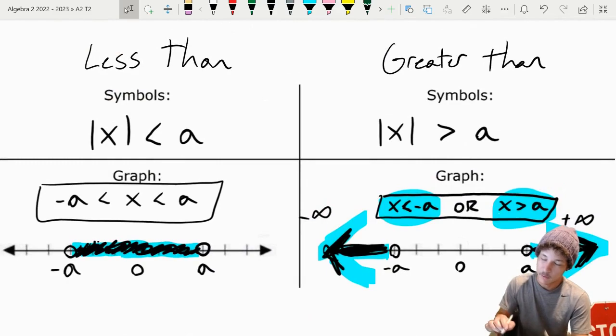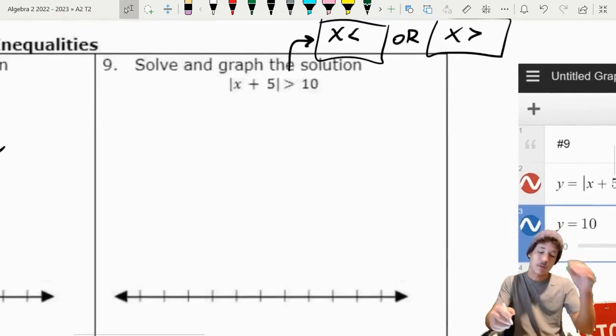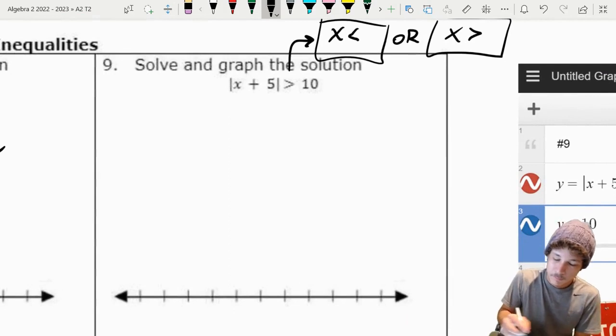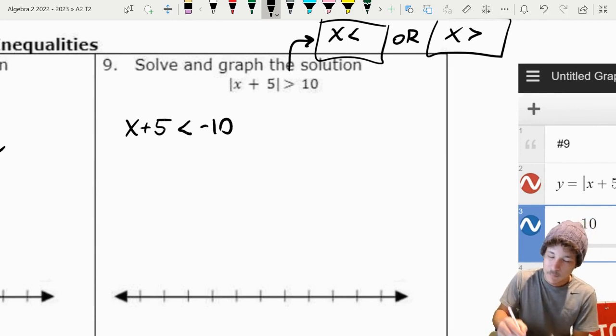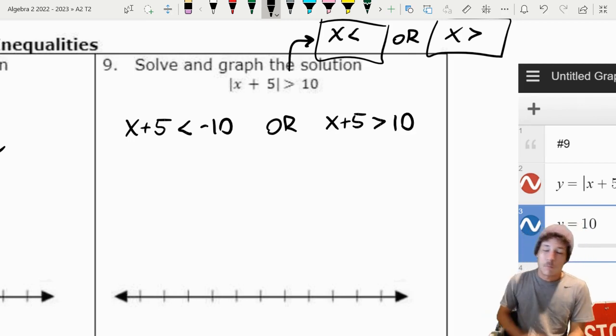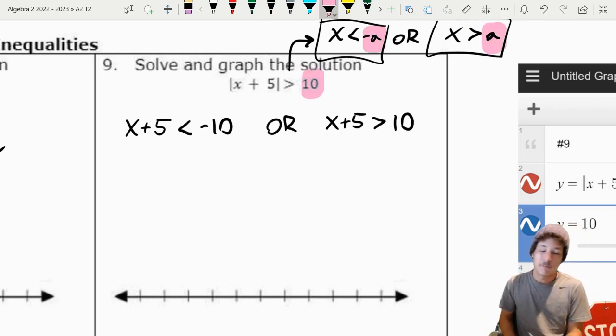Okay, if it's greater than, you have 2 sets. And this is the general form, what they look like. To figure out these 2 numbers, all we have to do is consider 2 scenarios. Either x plus 5 is less than negative 10, or x plus 5 is greater than positive 10. Once again, we're talking about negative a and a. In this case, a would be 10, so we have to consider the positive and the negative for the 10.